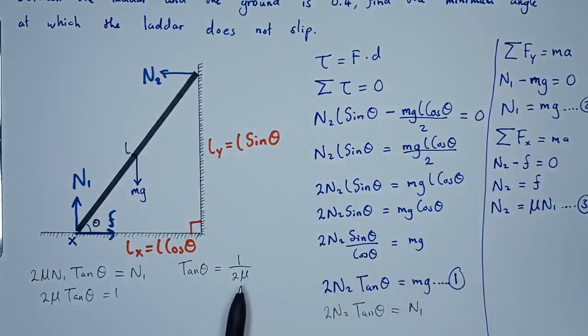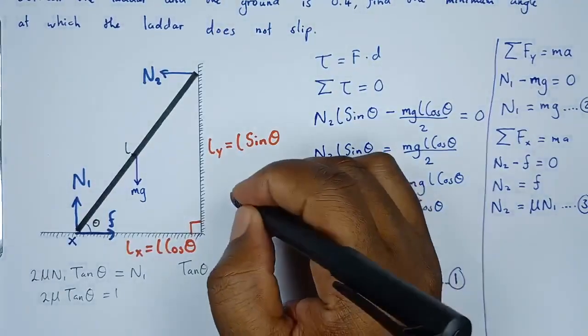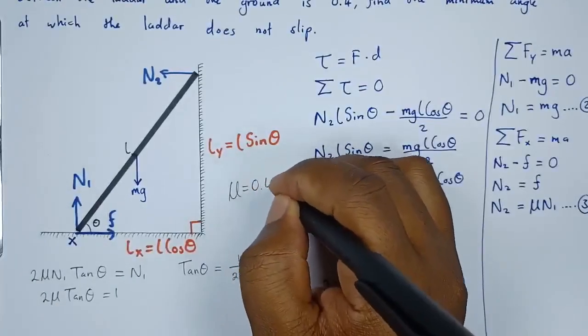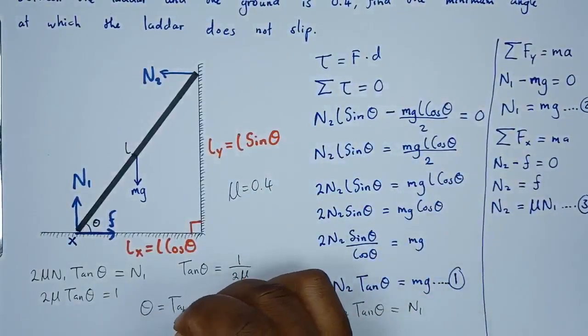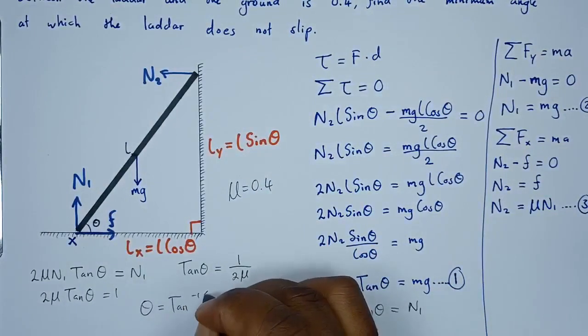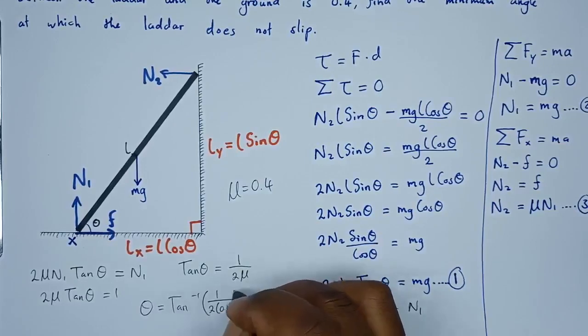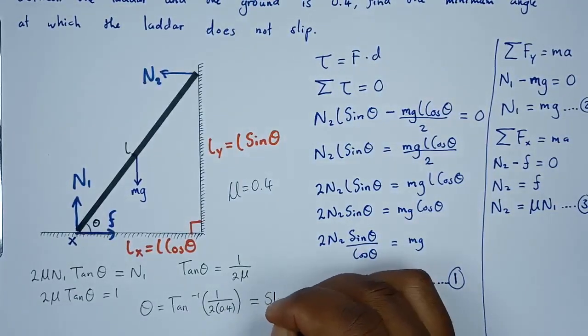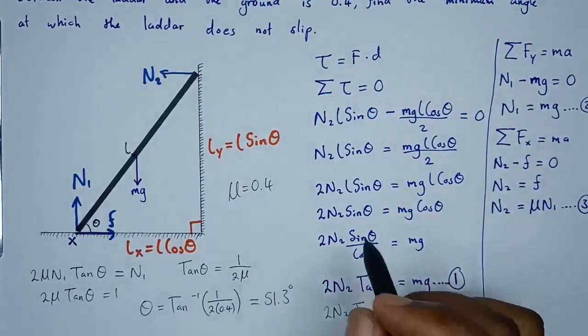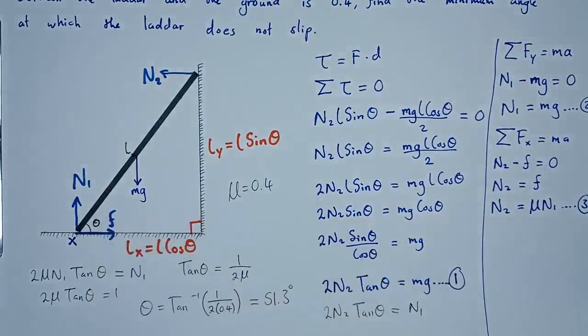Now, mu is the coefficient of static friction, and it was given in the question. Mu was given as 0.4. So theta will be equal to the tan inverse of 1 divided by 2 times 0.4. And if we compute this, the value of theta is 51.3 degrees. Hence, the angle required so that this ladder does not slip is 51.3 degrees. So there we have it. I hope it makes sense.